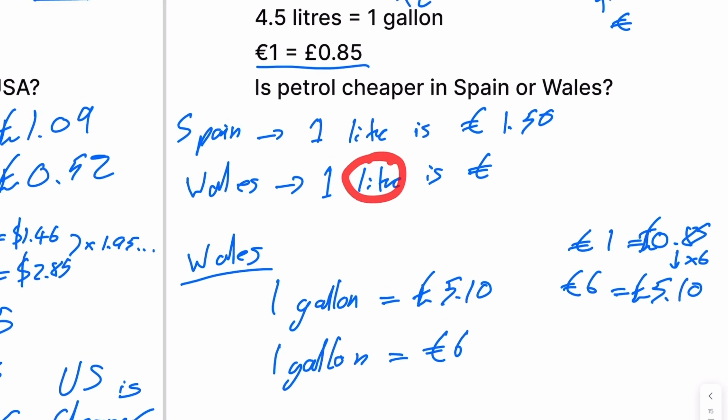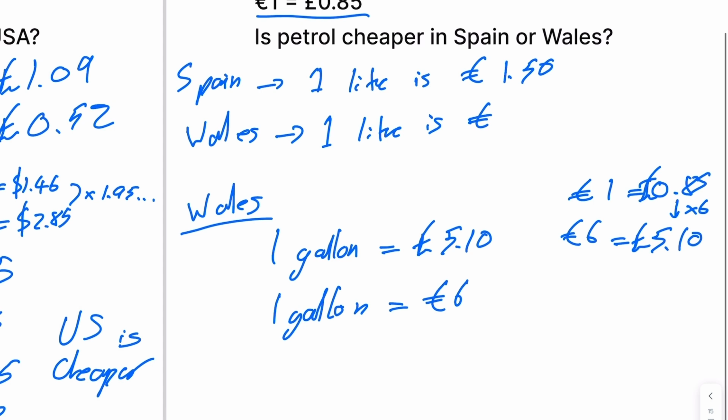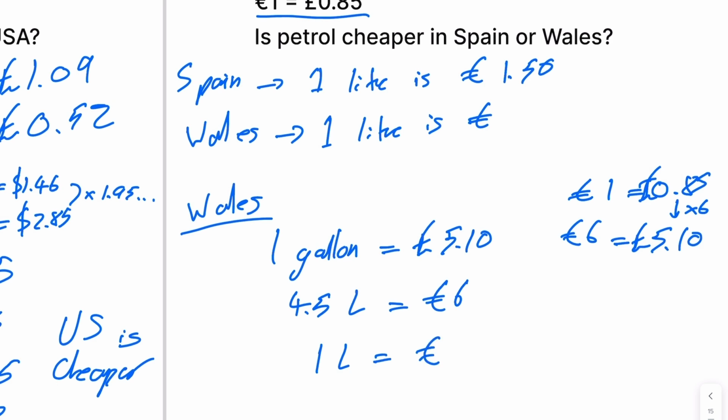We want to work in litres, and we've been given gallons, but we've been told that 1 gallon is the same as 4.5 litres. So I can just replace this with 4.5 litres. Now we want to know what 1 litre is to make the comparison. So 1 litre is going to be, well, divide each side by 4.5, and that is going to be 1.33. And now, if I compare the two, I can see which one is cheaper. Wales is cheaper. And then you just conclude with a statement that says Wales is cheaper.